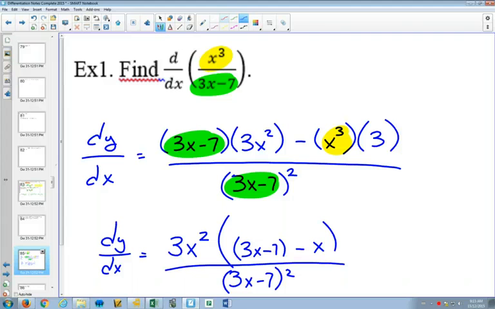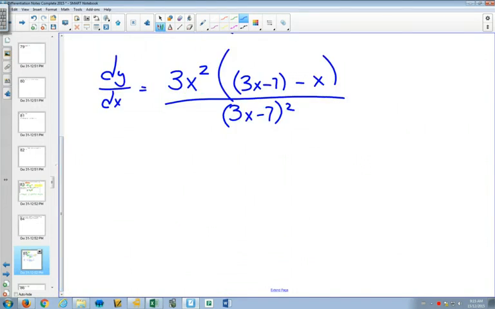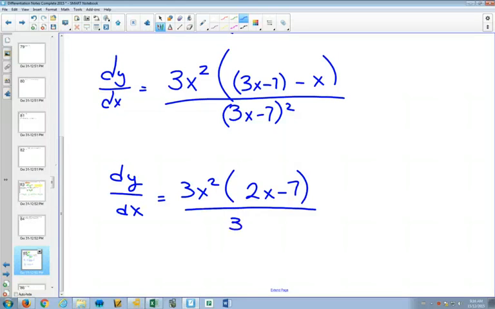just a minus x. So if we simplified this all the way after factoring that 3x squared out, we would be left with 2x minus 7. So sometimes it's going to be beneficial to factor it completely. So this is our final answer if we simplify it using the quotient rule.